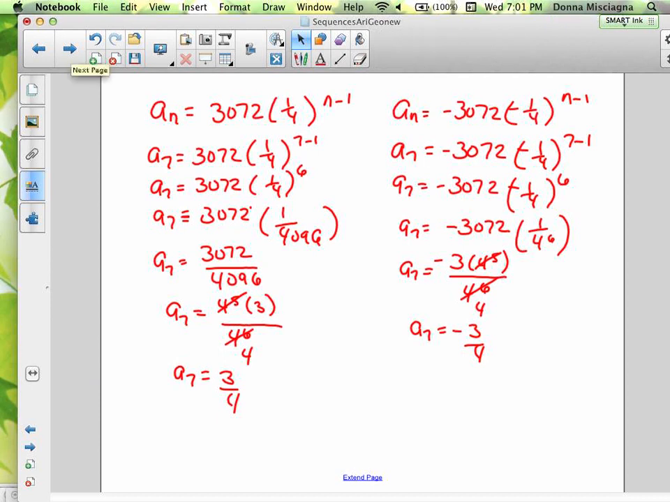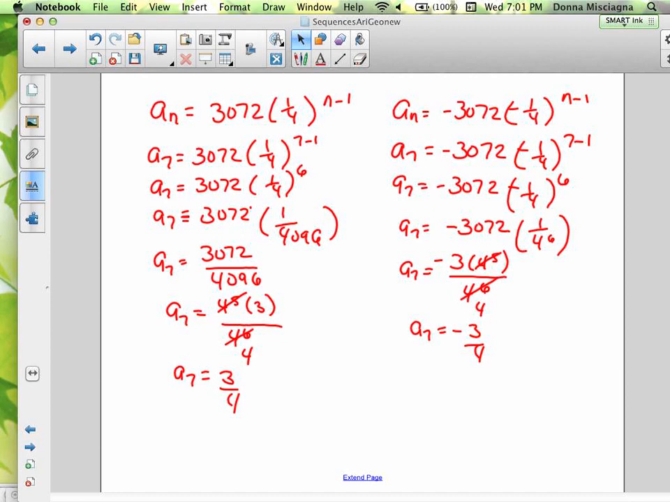All right, so let's take a look at this one. We have a_n equals 3,072 times 1/4 to the n minus 1 power. We want to find the 7th term, so I plugged in 7 for n. And as I told you, don't make this a horrible looking little decimal, because you can't round on these. This is an exact position, or exact term. You can't round the term.